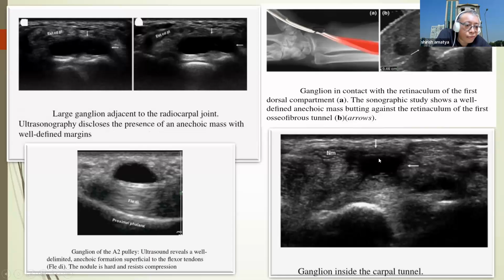In the lower part of the right side of the slide, you can see a ganglion, but it is in the carpal tunnel. So when the ganglion is inside the carpal tunnel, it can cause pressure on the median nerve and cause carpal tunnel syndrome.